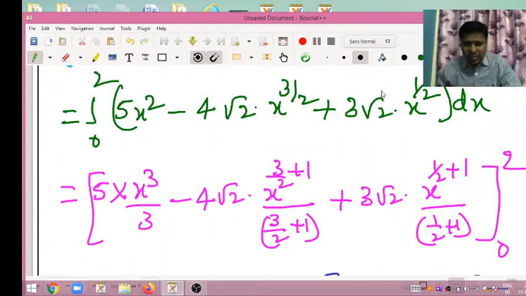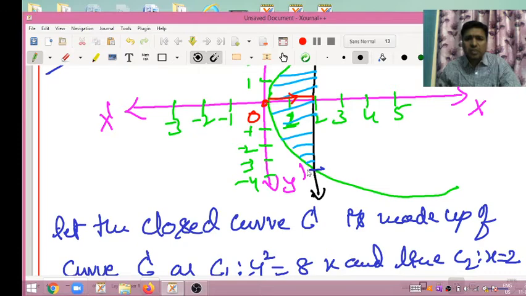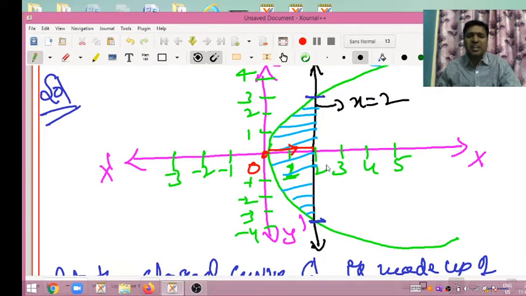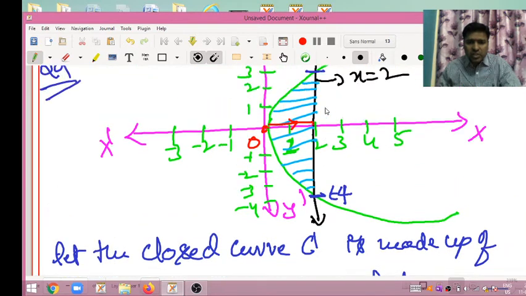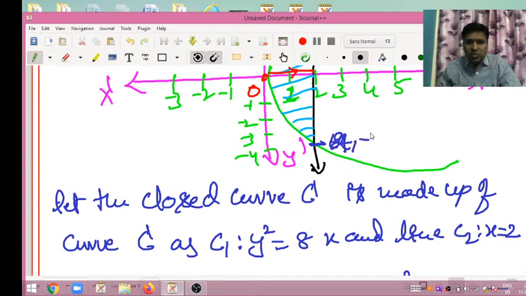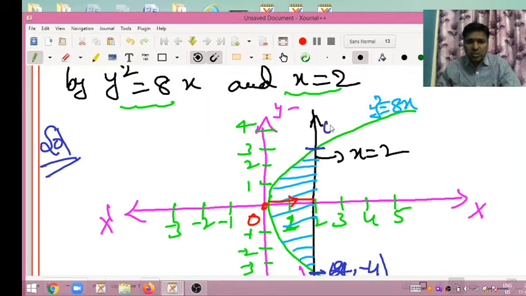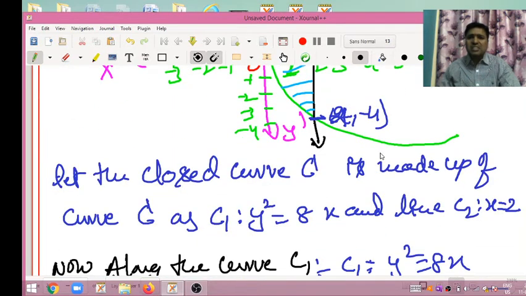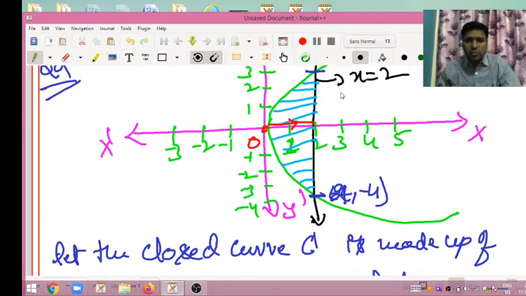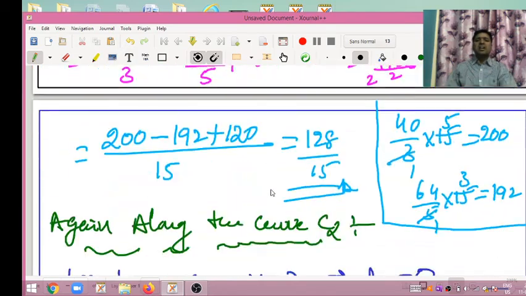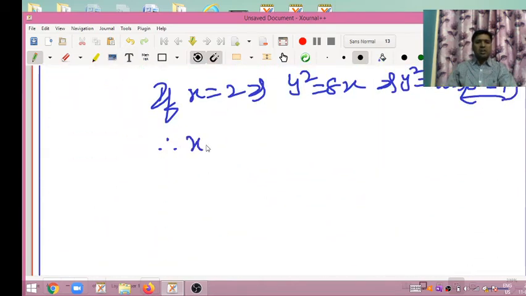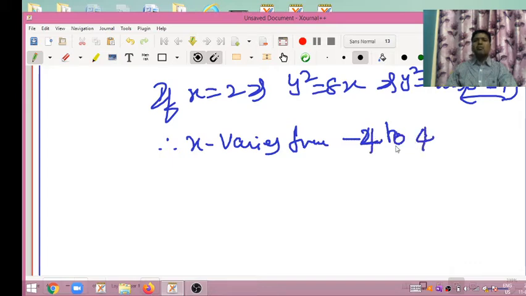So that's why y varies from here to here, my dear friends. Here the point is 2 comma -4, and here 2 comma +4. So that's why y varies from -4 to +4, my dear friend. What I am saying here is that y varies from -4 to +4, my dear friends.